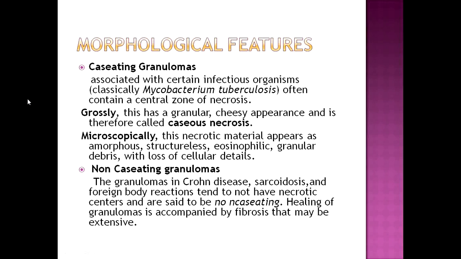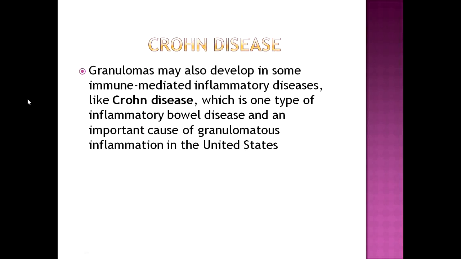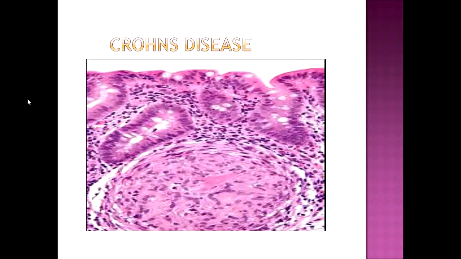While non-caseating granulomas are present in Crohn's disease and sarcoidosis, they tend not to have a necrotic center and are said to be non-caseating. Granulomas may also develop in some immune-mediated inflammatory diseases like Crohn's disease, which is one type of inflammatory bowel disease and an important cause of granulomatous inflammation in the United States. You can appreciate here colonic glands, and this is the non-caseating one. There is absence of necrotic center.